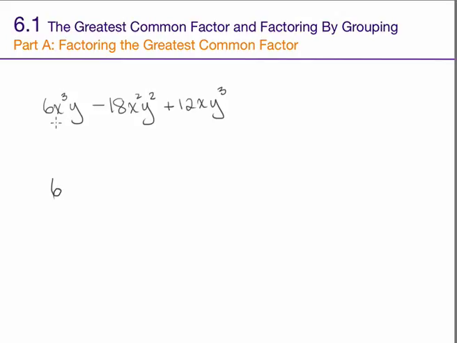Moving on to the x's, what goes into x cubed, x squared, and x? In other words, how many copies of x does this term and this term have in common? Only 1. Notice it's the one with the lowest exponent. I have 1 copy of x here, and I have at least 1 copy here, and at least 1 copy here. So I can take 1 copy and write it down as the greatest common factor of x to all 3 terms.